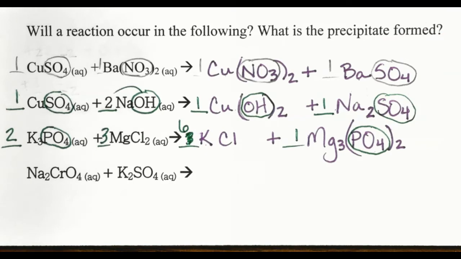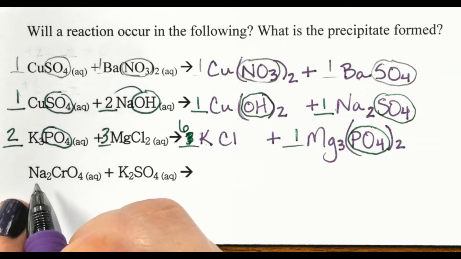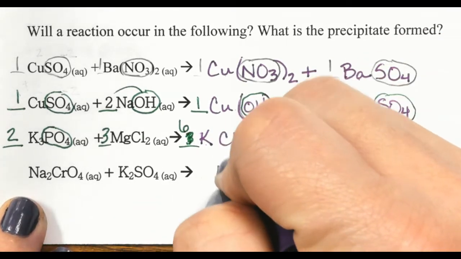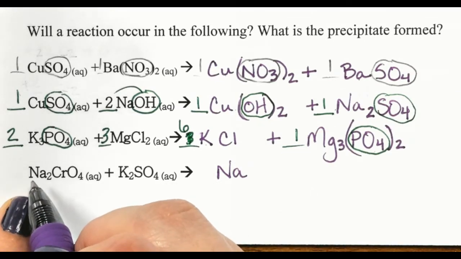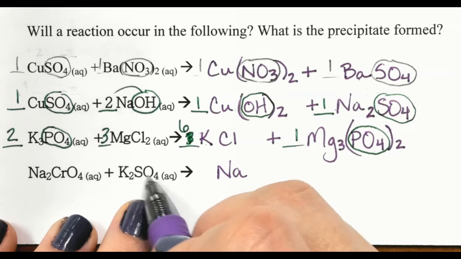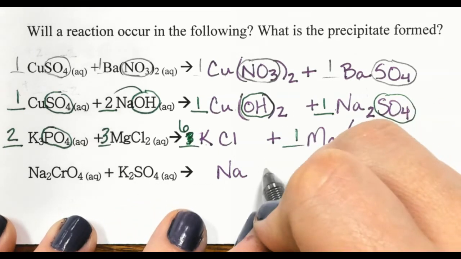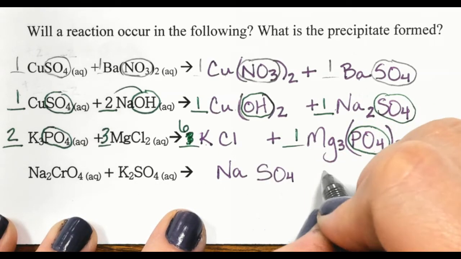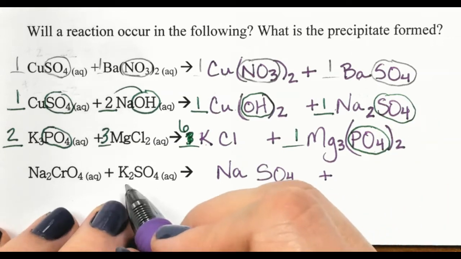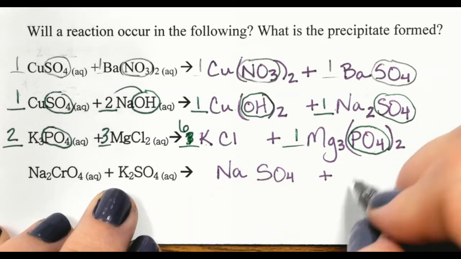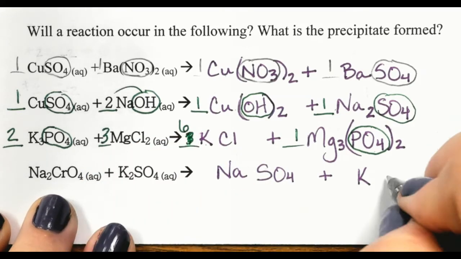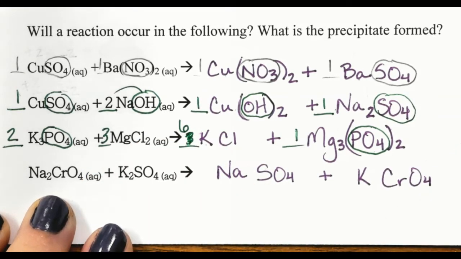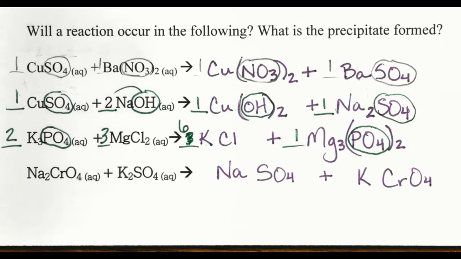Final example. We want to take first sodium, and don't bring the 2, just put sodium. And then last is SO4, that's sulfate. Put that here. Separate them with a plus sign. Third is K, potassium. And second is CrO4. CrO4. Now, I need to balance my charges.